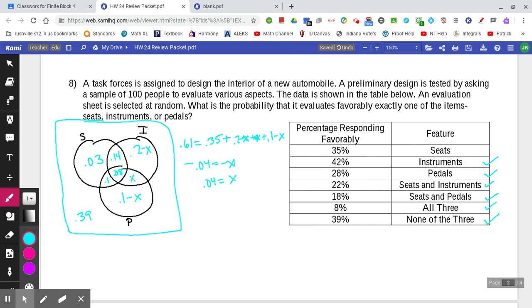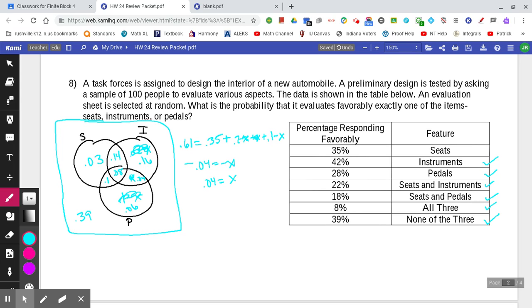So then I can go back through and I can plug these in. So this one is 0.04. This one would be 0.16. And then this one right here would be 0.06. All right, so now I have everything filled out in my Venn diagram, and now I just need to figure out what's going to answer the question.